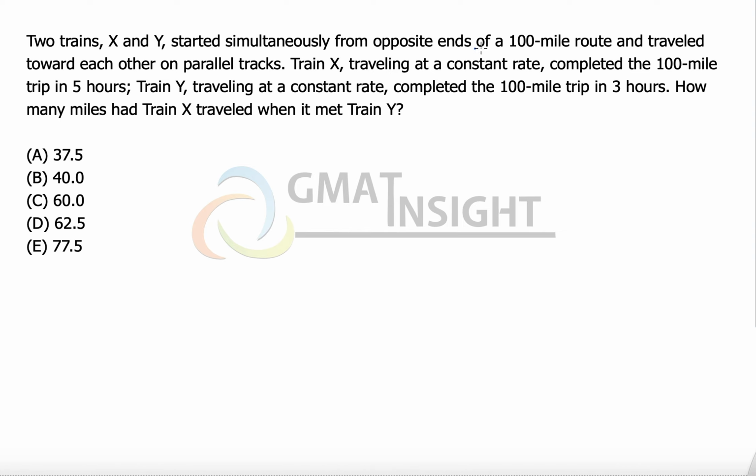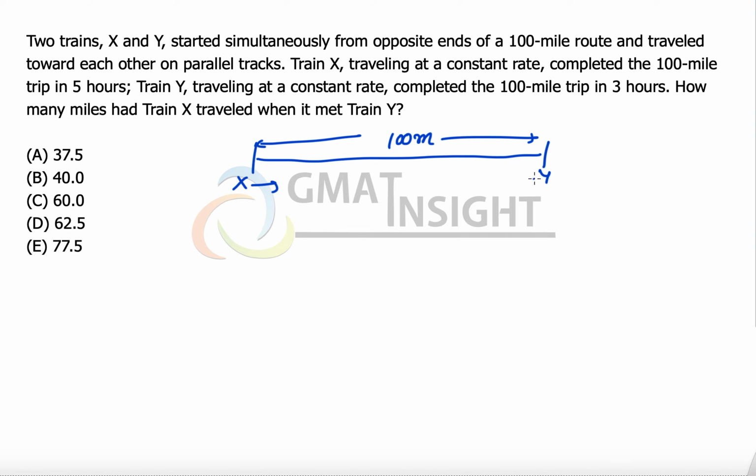Trains X and Y started simultaneously from the opposite ends of a 100-mile route. So let's assume that we have this distance of 100 miles, and trains X and Y started in opposite directions. X is moving towards the east while Y is moving towards the west, and they are running on parallel tracks.